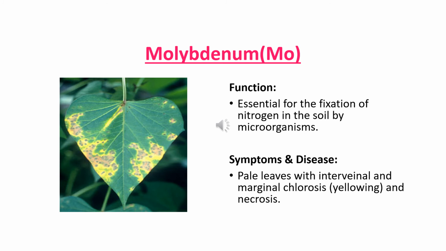So if we are lacking it, what happens? Pale leaves with interveinal and marginal chlorosis and necrosis. Both are seen here. Look here. The yellow spots are due to the lack of chlorophyll, and the brown spots are due to the death of the cells, and that is called necrotic. Both of the symptoms are seen in these leaves due to the lack of molybdenum.